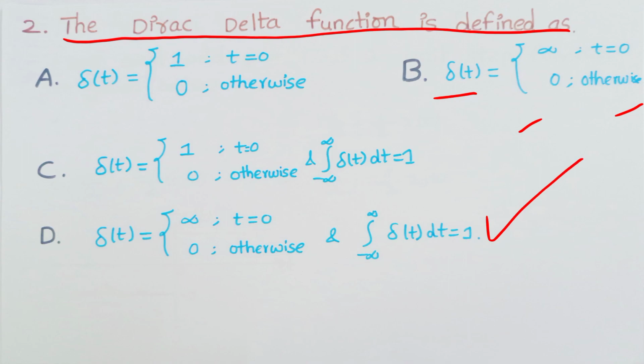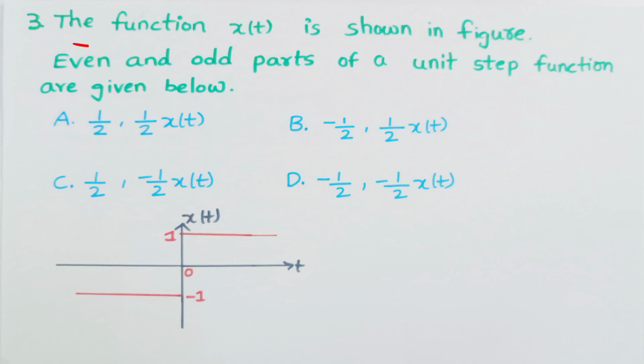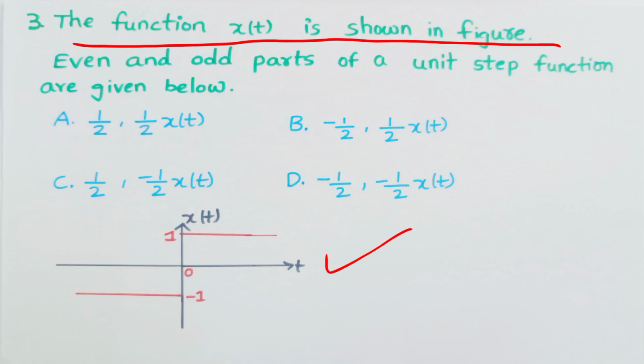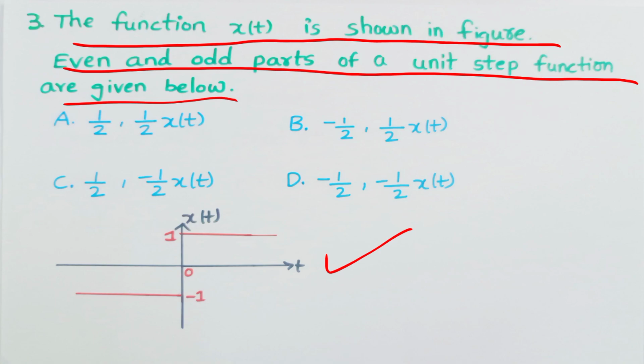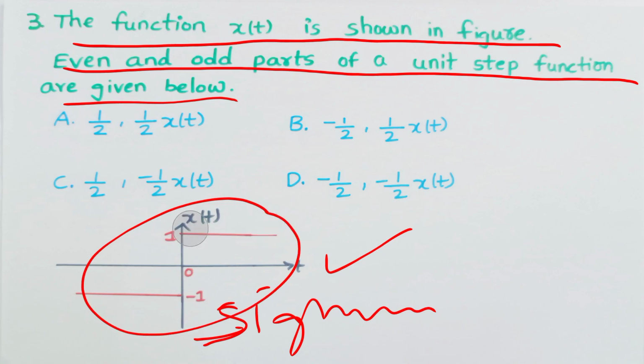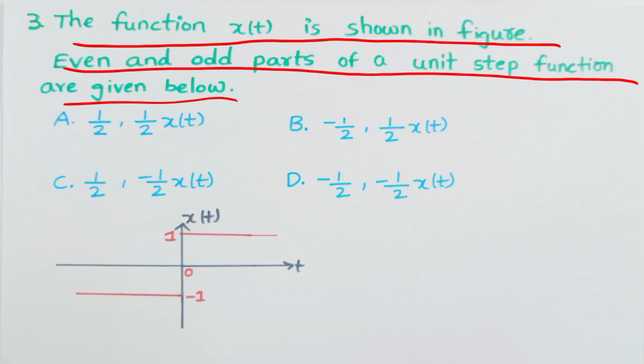Now coming to the third problem, the function x of t is shown in the figure. Here they have given the x of t function. The even and odd parts of the unit step function are given below. Here we have to find the even and odd parts of the unit step function in terms of x of t. Observe, x of t is nothing but the signum function. Here we have to find the even and odd parts of the unit step function in terms of the signum function.